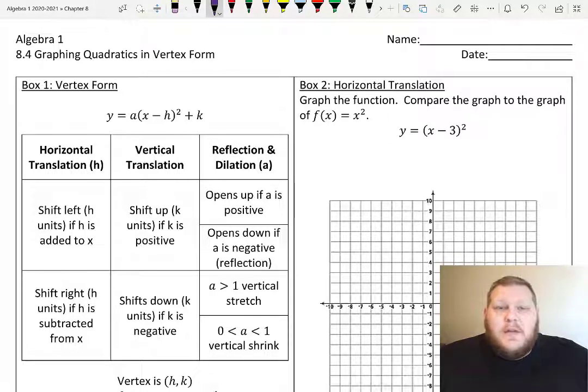Hey guys, today we are looking at 8.4's notes, which is all about graphing quadratics in vertex form. So we looked at standard form in our previous section. Today we're looking at something called vertex form, which I am really a big fan of. It is definitely the most straightforward of the methods for finding our vertex, as it's called vertex form. Our vertex shows up directly in the format that my equation is written in.